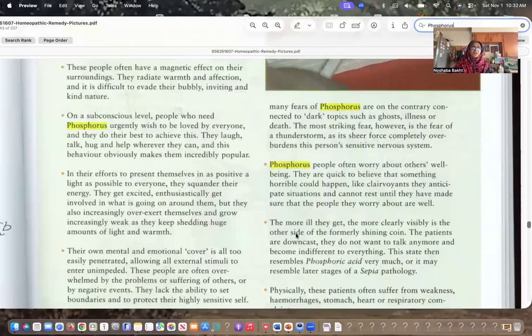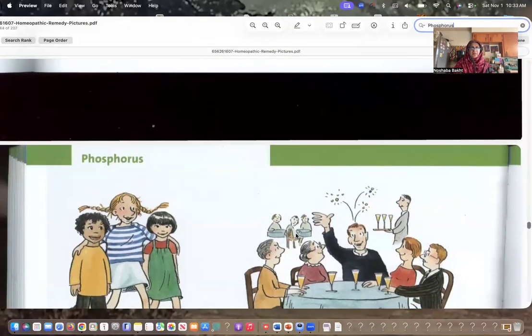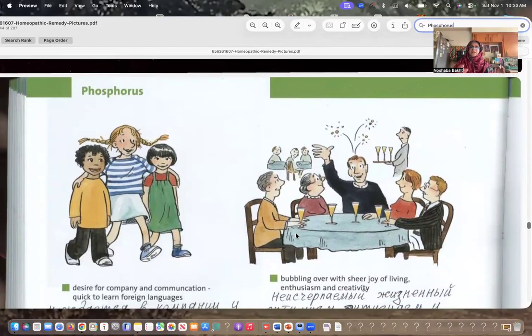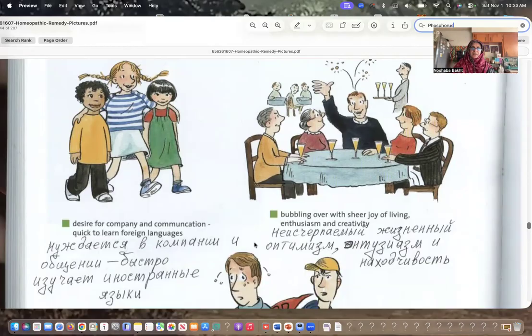What is the constitution of phosphorus? Phosphorus people are very lively people, mostly. They love to be the center of attention, and they love to talk, and they are very enthusiastic and creative. They will mostly not be the people that you find sitting somewhere quietly. No, they love company, and they love to communicate, and they love to learn. They'll be the joy of the party.